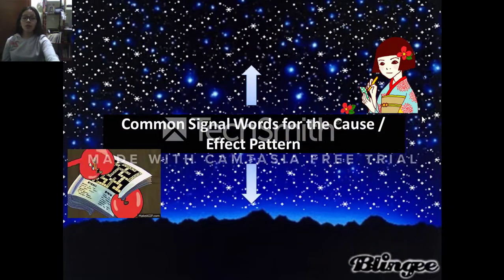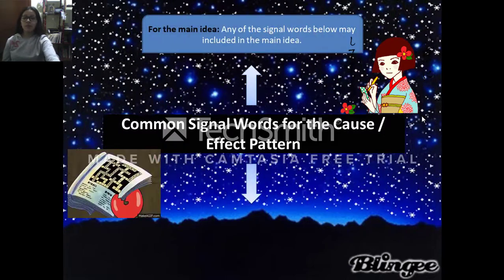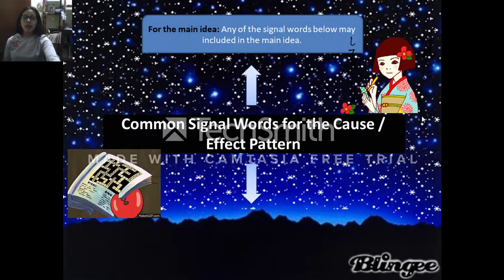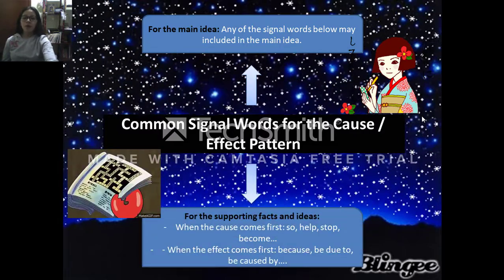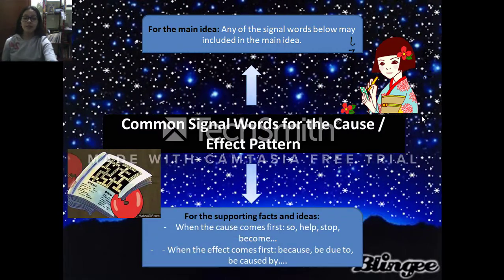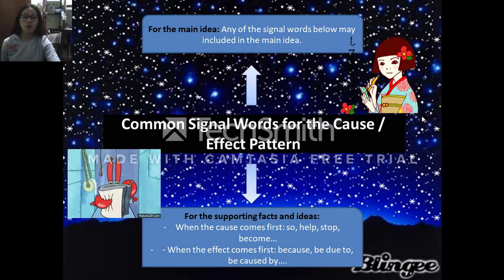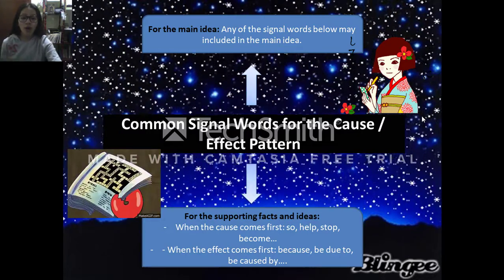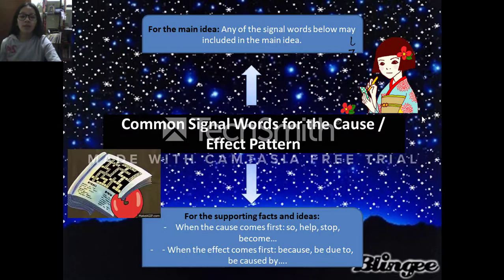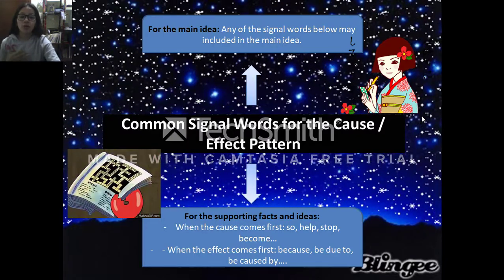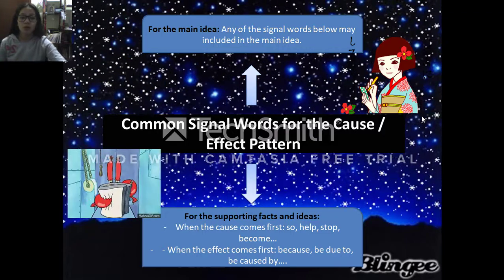Common signal words for the cause-effect pattern. For the main idea, any of the signal words below may be included in the main idea. For the supporting facts and ideas, when the cause comes first: so, helps, stop, become, etc. And when the effect comes first: because, be, due to, caused by.